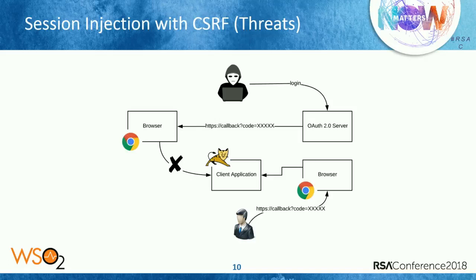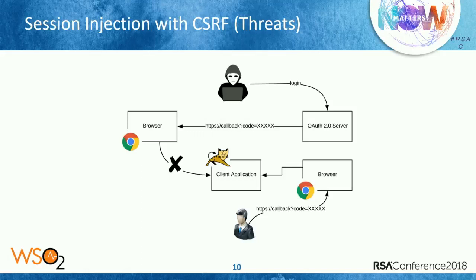And he will get the victim to click on that link somehow. So you send an email or somehow you fool the victim to click on that link. So when the victim clicks on that link, the browser will send a request to the client application with the authorization code. Then the client application will talk to the public authorization server and exchange that code for an access token.